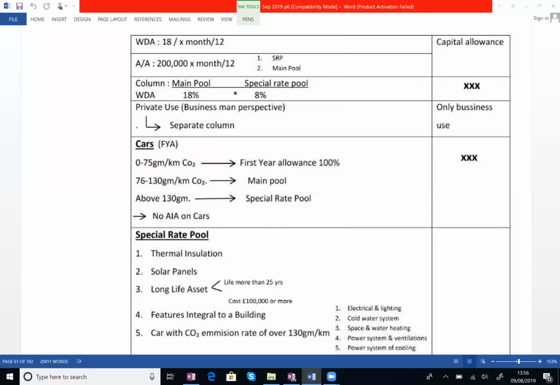Always write down this car in the special rate pool. And remember, there is no AIE available on the cars. Annual investment allowance will not be available on the cars.